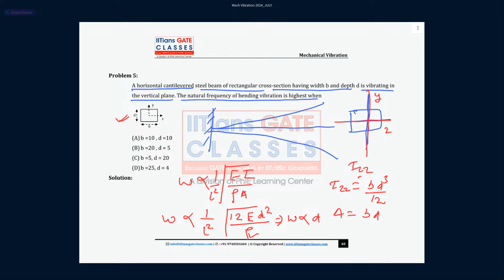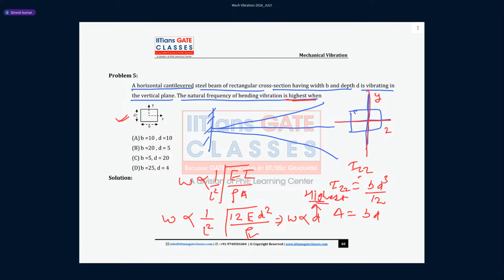Is that clear? Omega is proportional to D. Now tell me what they told. They told when the natural frequency will be highest. Omega is highest when? If D is the highest.